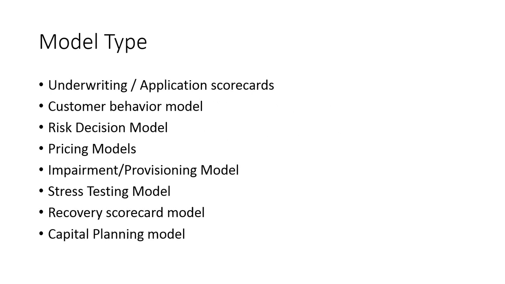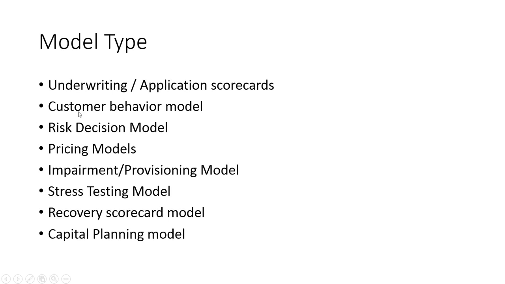In the model inventory, what is important is that the model type should be well defined. Model type will be based on the type of model that is there in the model inventory. In the credit risk domain, there are several types of model one would come across. Some of the important ones are listed here. There can be models for underwriting, or there could be models for application scorecard. Both these models are used for granting credit to customers.